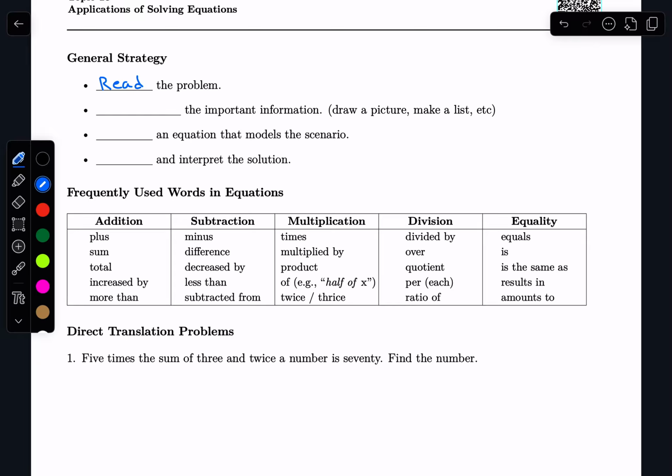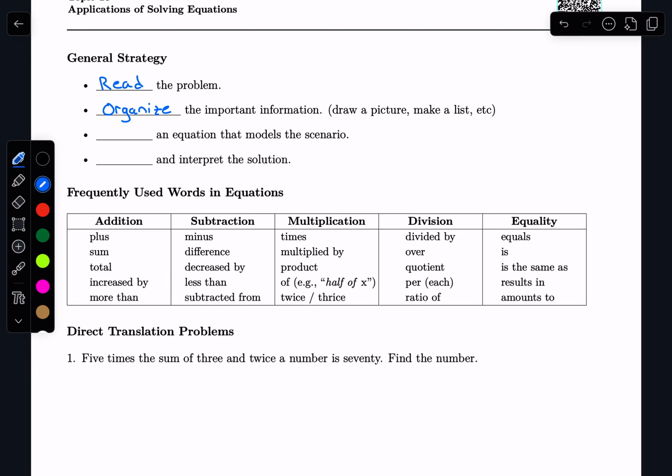So, rule number one, general strategy step number one, read the entire problem. Usually the question comes at the end of the problem. Okay, so read the problem first. Then we need to get organized. Okay, so we are going to organize the important information. Some of these problems, there's nothing to organize. Okay, it's just going to be what I call a direct translation problem, where you can just go straight from words to equation. But in other cases that we'll see later in the lesson, you're going to want to draw a picture or make yourself a list, some sort of organization.